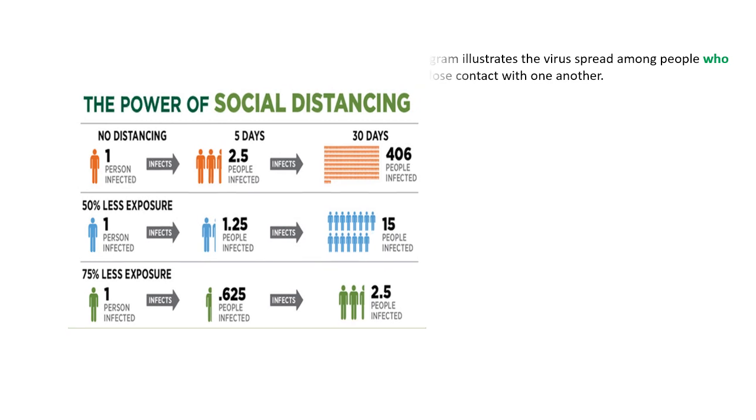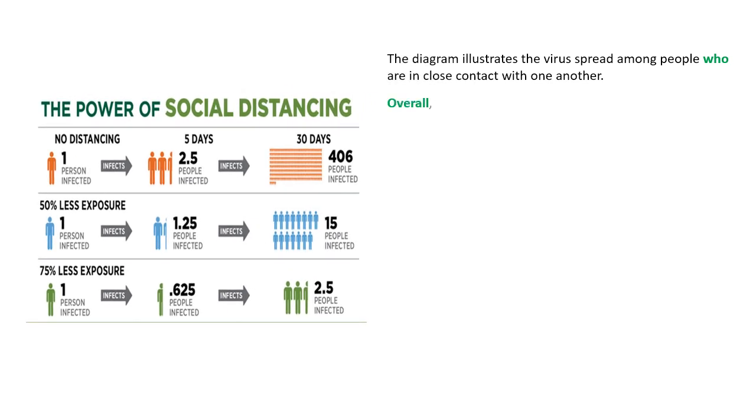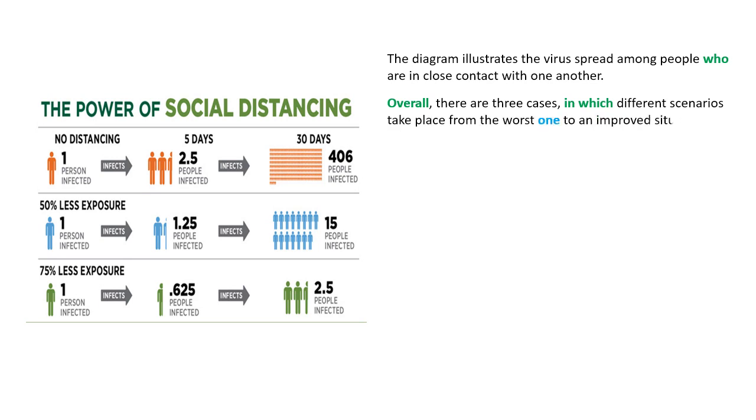Now, come back to our overview paragraph. Overall, there are 3 cases in which different scenarios take place, from the worst one to an improved situation. For sequence diagrams like this one, you should write the number of cases in the diagram as well as how the sequence begins and ends. Because diagrams like line graphs, pie charts, and bar charts have no general trends or key features to identify.